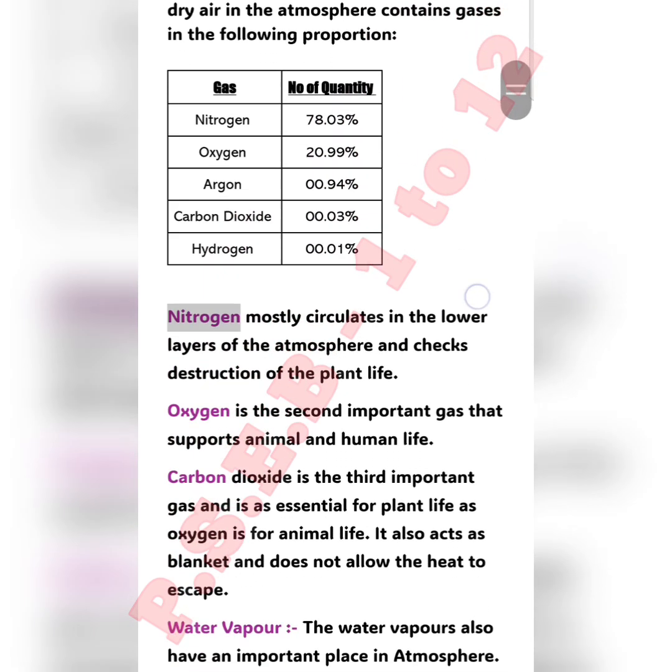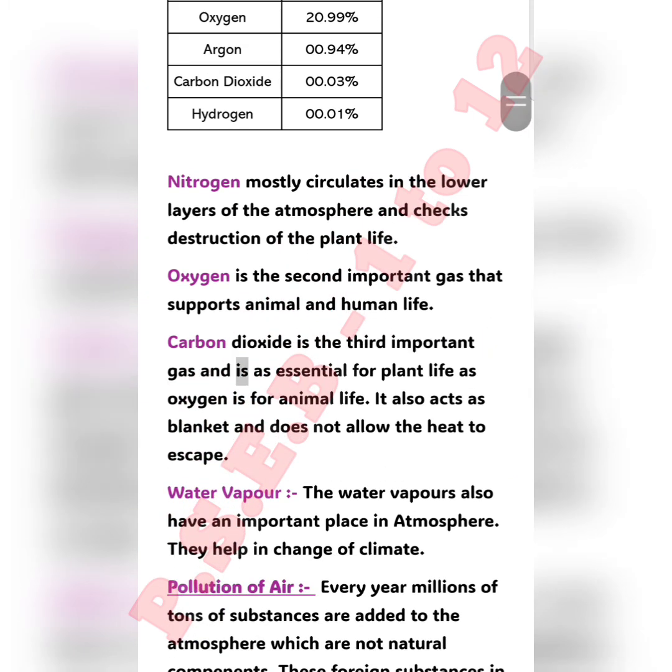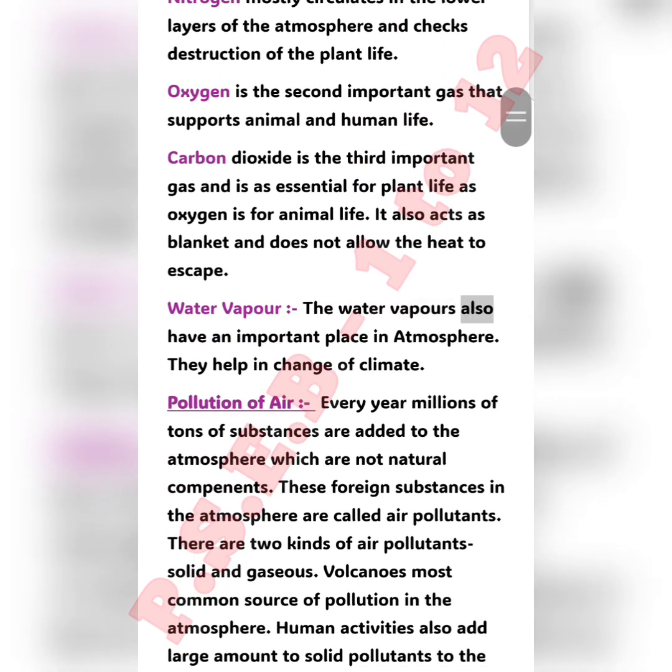Nitrogen mostly circulates in the lower layers of the atmosphere and checks destruction of the plant life. Oxygen is the second important gas that supports animal and human life. Carbon dioxide is the third important gas and is as essential for plant life as oxygen is for animal life. It also acts as a blanket and does not allow the heat to escape. Water vapor: the water vapors also have an important place in atmosphere. They help in change of climate.